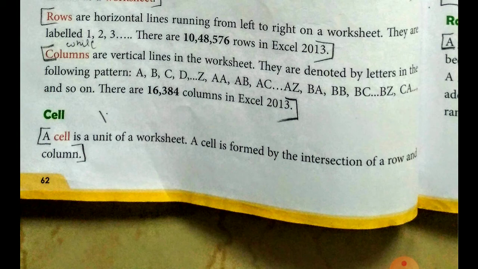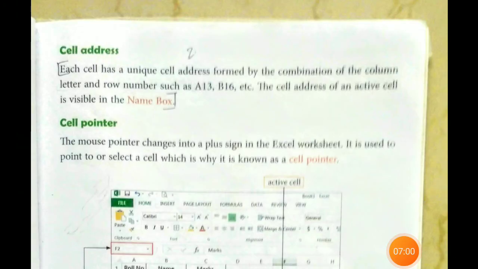Next is the cell. A cell is a unit of a worksheet. A cell is formed by the intersection of rows and columns. Next is the cell address. Each cell has a unique cell address formed by the combination of the column letter and row number, such as A13, B16, etc. The cell address of an active cell is visible in the name box.